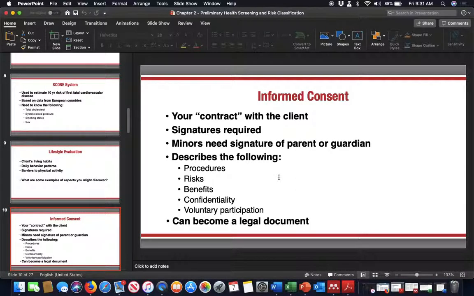Okay, so there's your informed consent. We pretty much went over that being a binding contract. You need to have a signature. Minors have to have parents involved with this. There it is again: procedures, risks, benefits. It's confidential. No one's going to know anything about you and your scores, and it's voluntary participation. And the one thing that you are allowed to say at any point in time, as the trainer or the trainee, is, "I'm done." You cannot tell somebody, "We'll keep going."